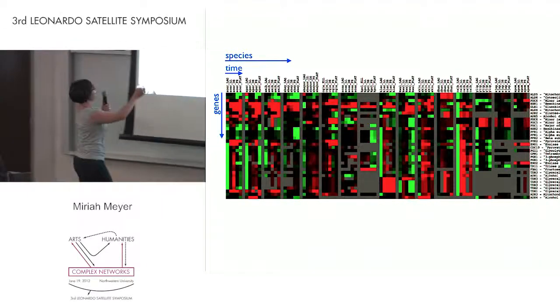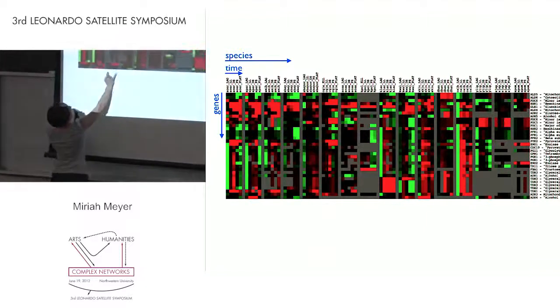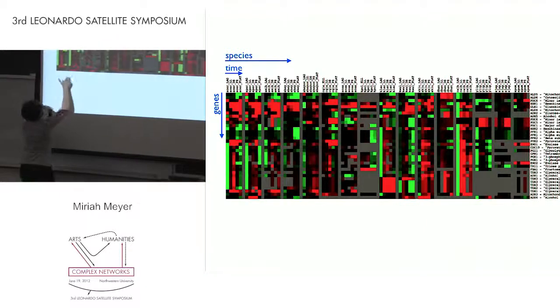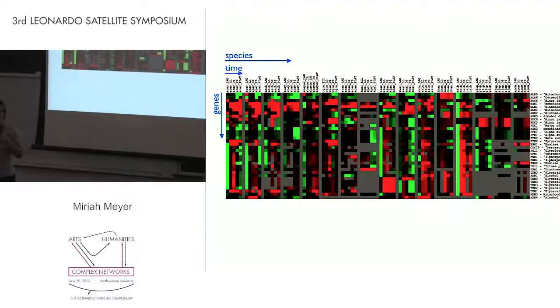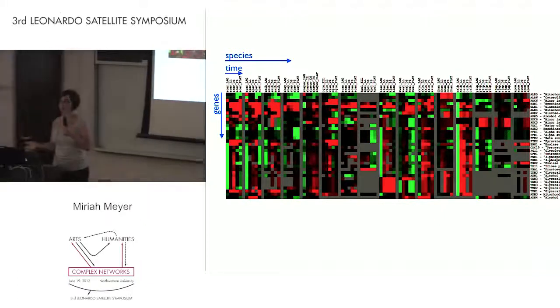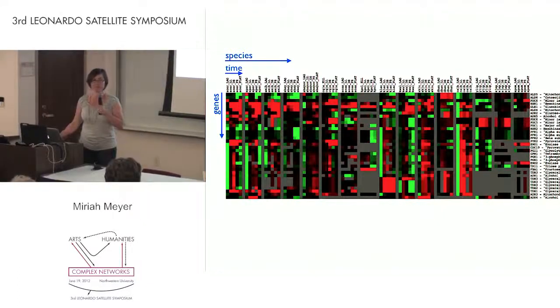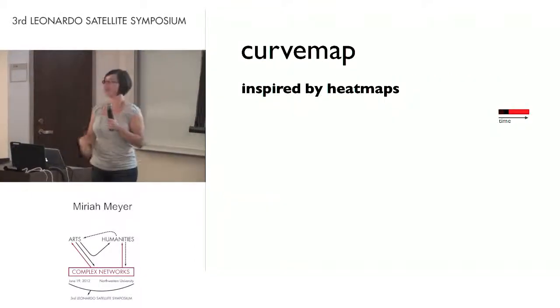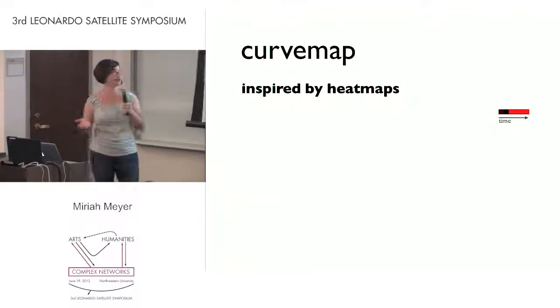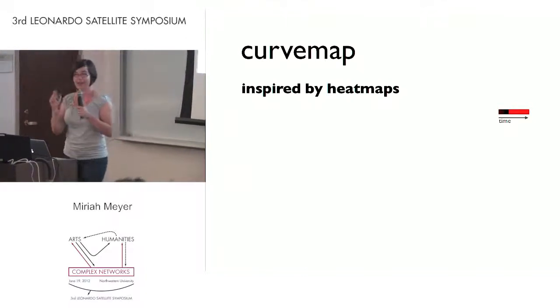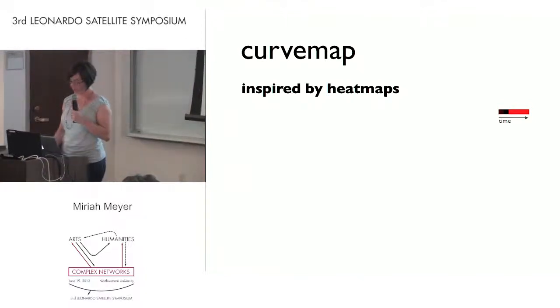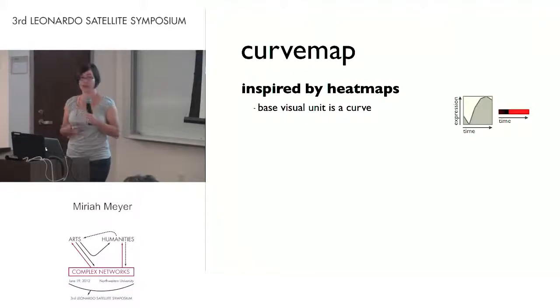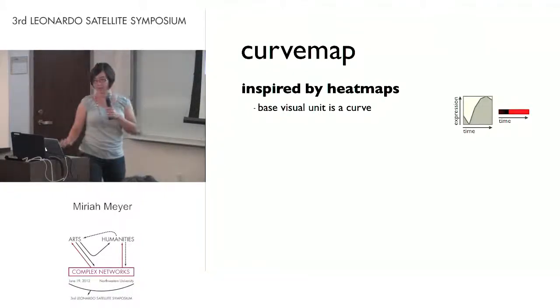And the task was really to take these time series across the species and make some sort of statements about which ones are the same, which ones are different, and how are they different. I'd argue that's non-trivial. So the idea of the curve map was inspired by this notion of a heat map, but instead of the base visual unit being a single block of color, our base visual unit is going to be a curve, where we show gene expression versus time.